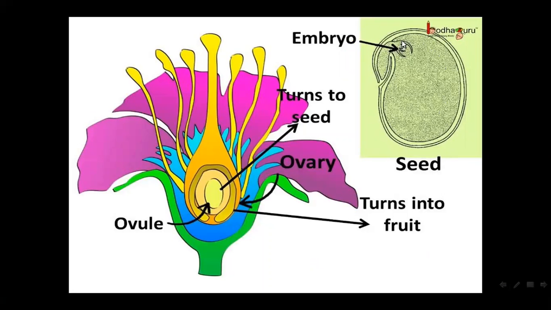This is the structure of a seed. This one is called embryo. That one shows you ovary. This one is called ovule. When this turns to seed, and this one is turned into fruit. So ovary turns to fruit and ovule turns to seed. Remember, after fertilization, ovary turns to fruit and ovule turns to seed.